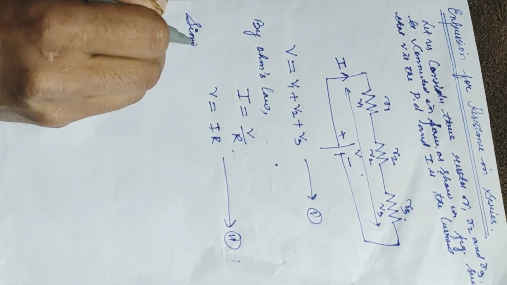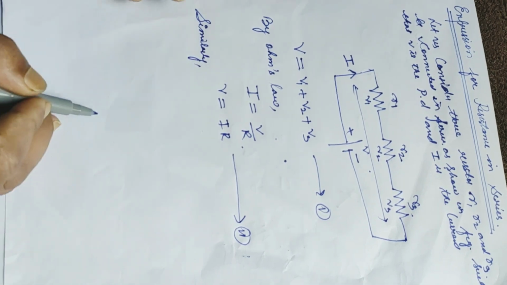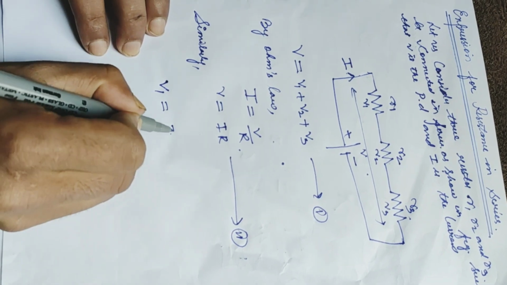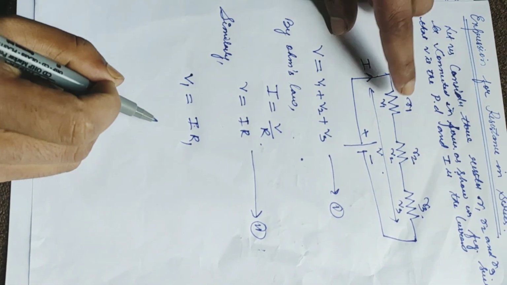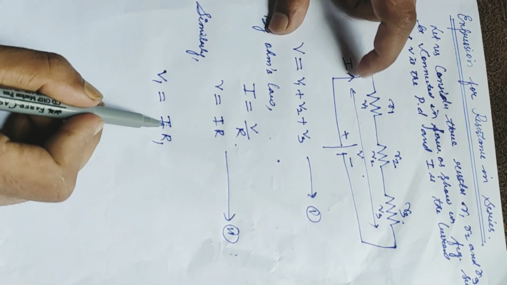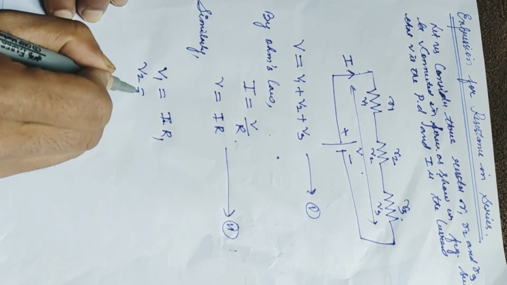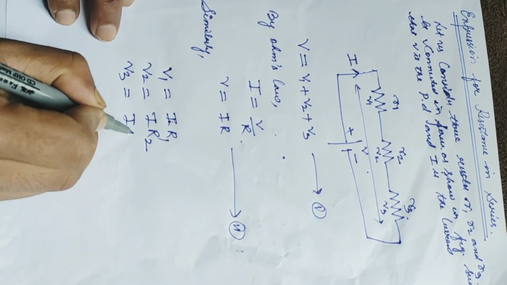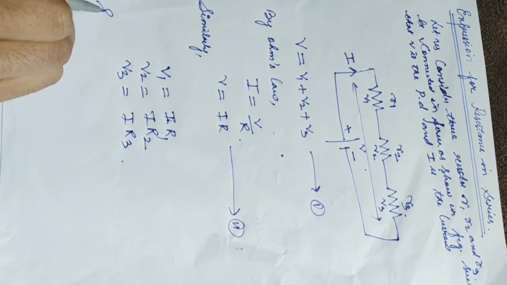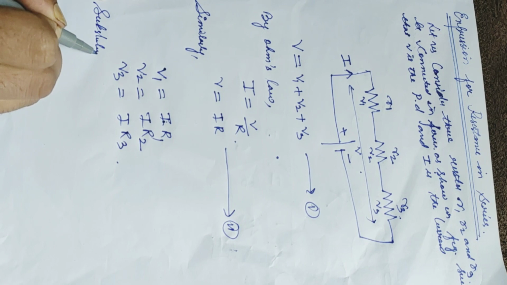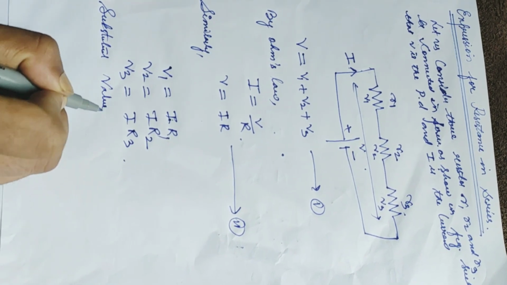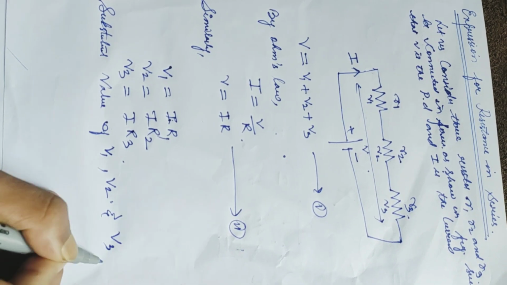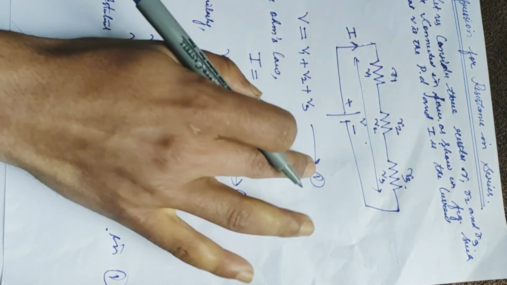Similarly, I can write for V1 equal to I R1. For this V1 I can find separately I R1. V2 will be equal to I R2. V3 equal to I R3. Now substitute the value of V1, V2 and V3 in equation 1.